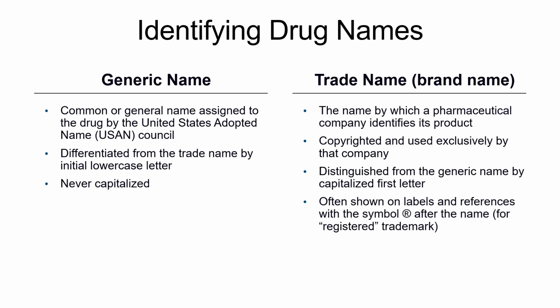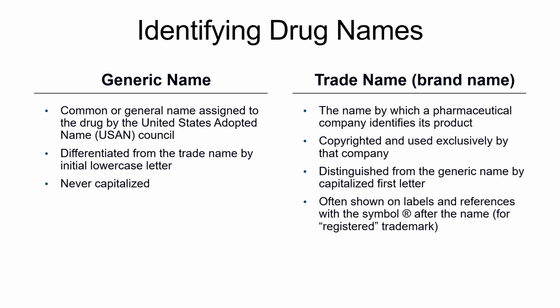Now, a generic name is a common or general name assigned to the drug by the United States Adopted Name Council. It's differentiated from the trade name by an initial lowercase letter. It's never capitalized. So when you see two drugs side by side, the generic name should always be lowercase, and the trade name, which is the marketed name, will be uppercase. An example would be acetaminophen and Tylenol, which is the same drug. Acetaminophen is the generic name. Tylenol is the marketed brand name.